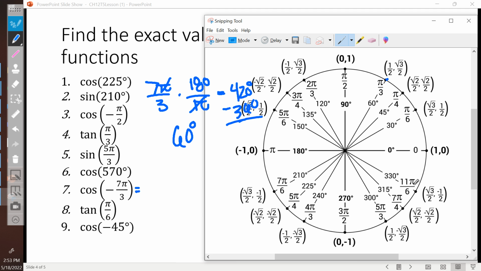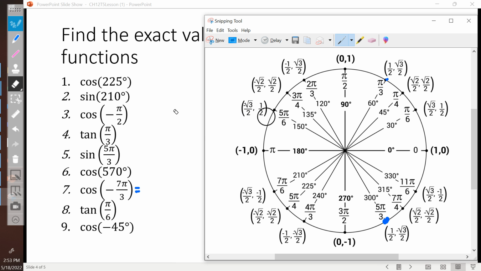Negative 60 is going the other way. It's actually right here. So what we're actually looking at, where we're going to get our answer, is from the 300-degree angle. Okay, negative 7 pi over 3 and 300 degrees are the same thing. They evaluate the same. So now that I know where the angle is, I just need to look for the x-coordinate because this is cosine, so 1/2.